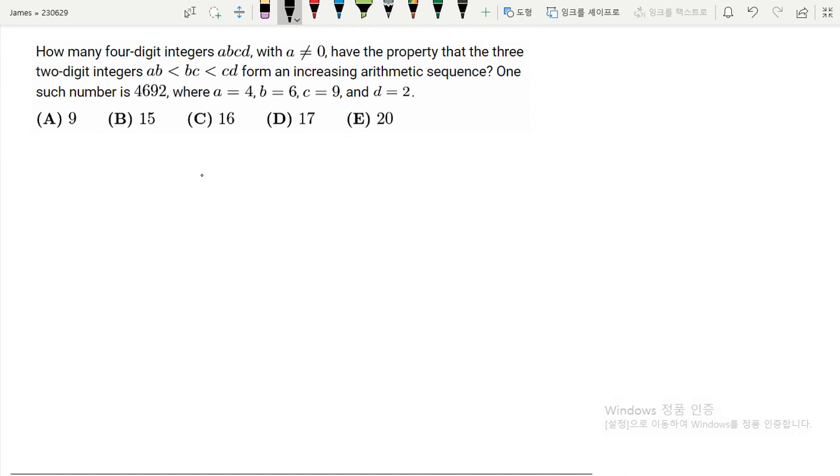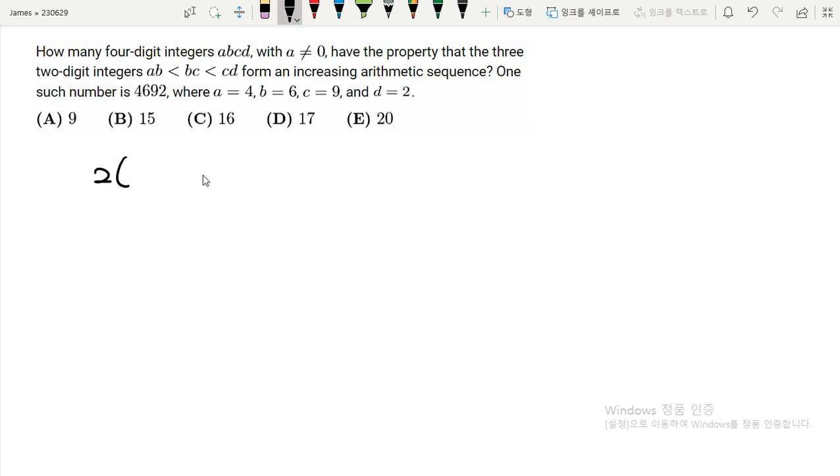Yep, in number 24, there are two inequalities. AB is less than BC, and BC is less than CD. And these three terms make an arithmetic sequence. That means the middle term is the average of the first and third term. So if we make the equation using the property of arithmetic sequence, 2 times BC is equal to the sum of AB and CD.